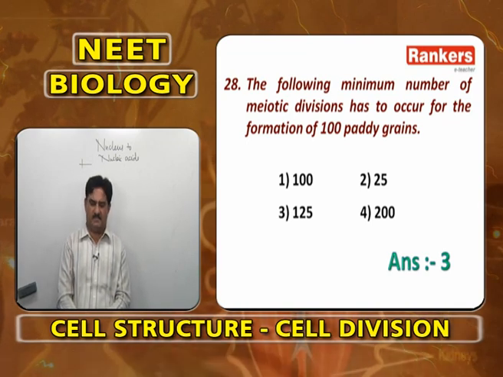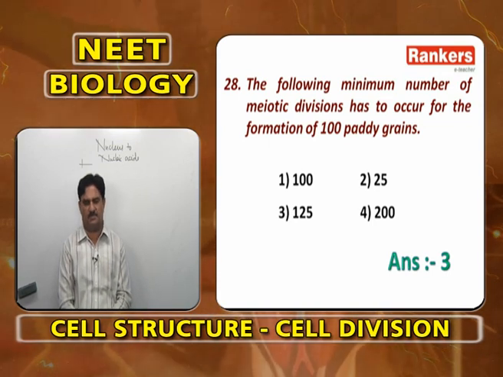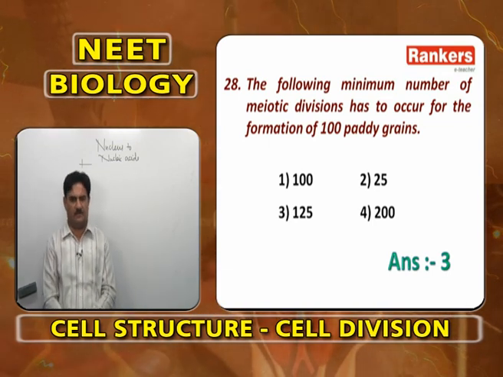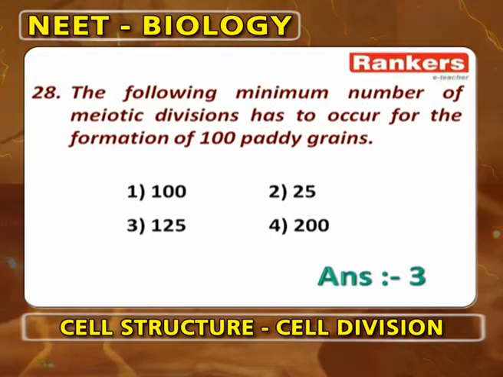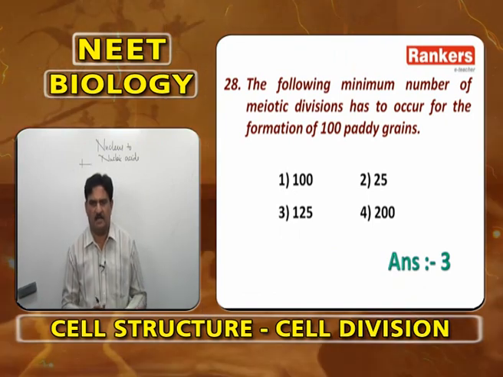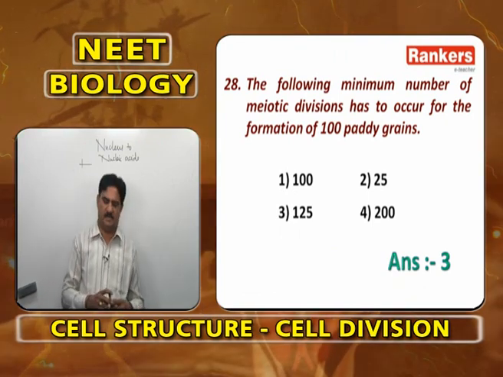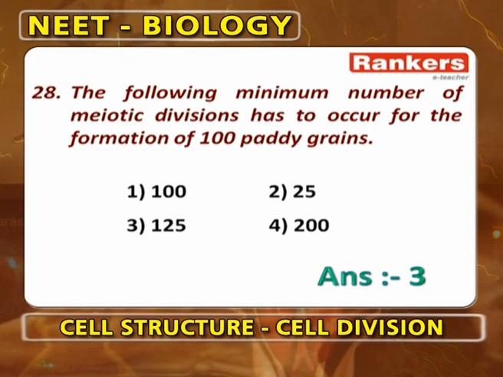If it is given as the minimum number of meiotic divisions to produce 100 seeds, we usually do it by using n by 4 plus n. But to confuse the people, it is given as 100 paddy grains. 100 paddy grains means 100 caryopsis fruits. 100 caryopsis fruits are single seeded. So, single seeded fruit means 100 seeds. 100 seeds means 100 by 4 plus 100, that is 125.